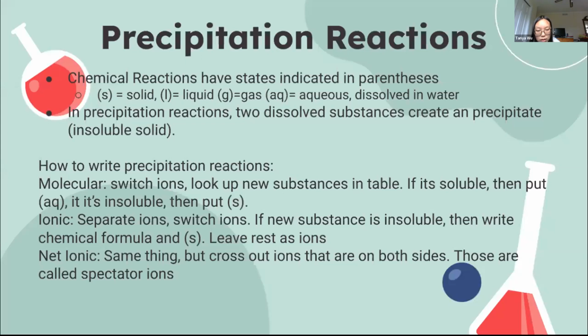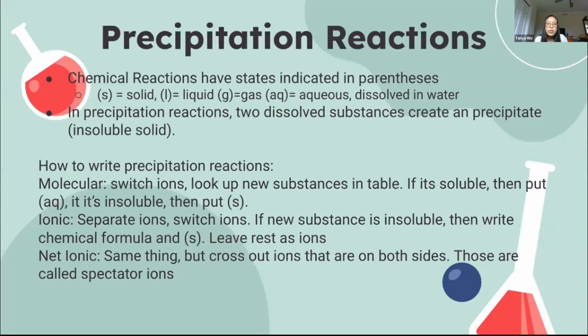And how to write precipitation reactions, you really need to practice these if you want to get good at them. There are three different types of ways to write a precipitation reaction. For molecular, you switch the ions. So the anion gets the different cation, and the anion and the cation just switch. And then you look it up in the table. If it's soluble, put AQ, which means it's still the ions, still dissolved inside.